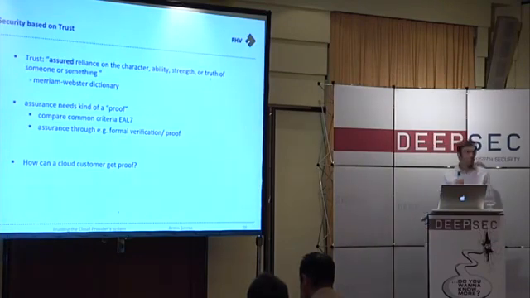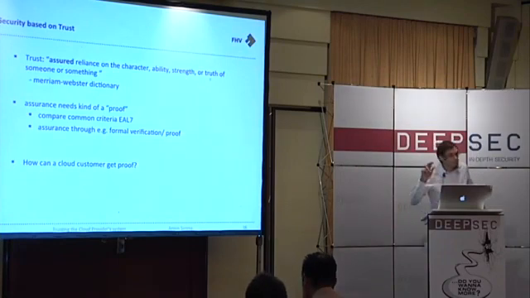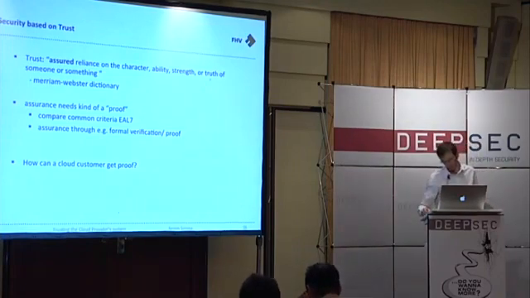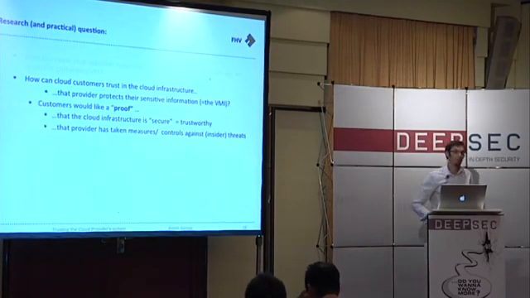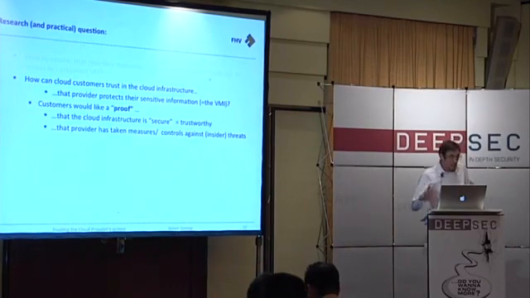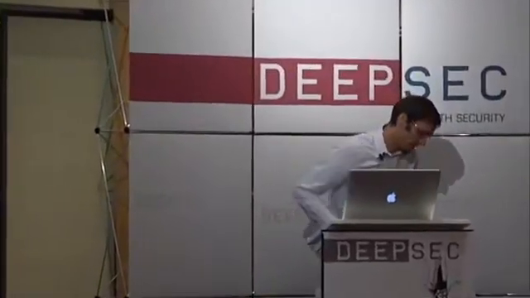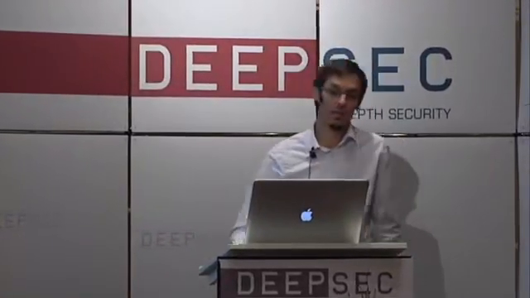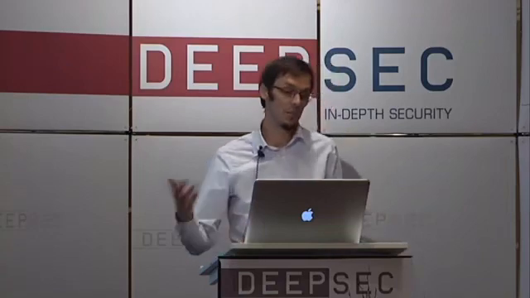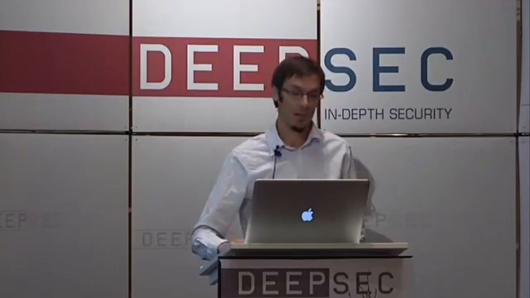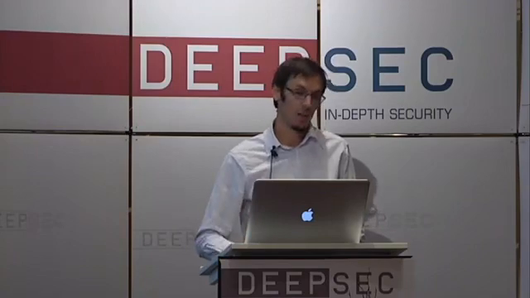So we need, or in this case the customer wants, some assurance or some proof. With proof, I don't mean a formal proof, but some kind of proof that everything is fine on the cloud provider side. So how can the cloud customer get this proof now? Get this proof that everything's fine. That means that the provider's system, the provider's infrastructure is secure, or in other words, it's protected, that the cloud provider protects the sensitive information, the virtual machine, and that the cloud infrastructure is secure. I said already that he has taken controls against any threats, or as I said, in our work, against insider threats.